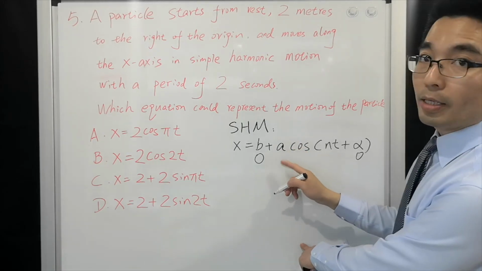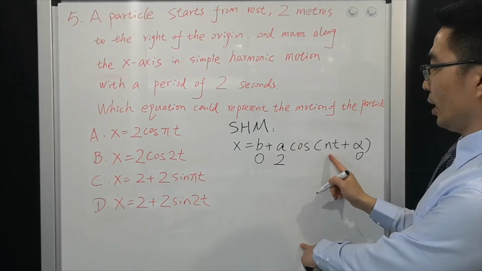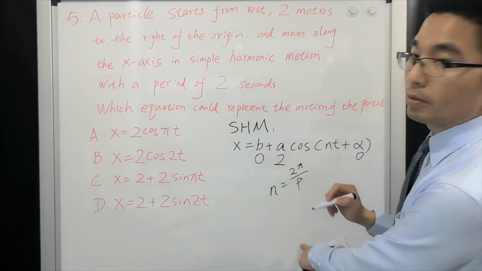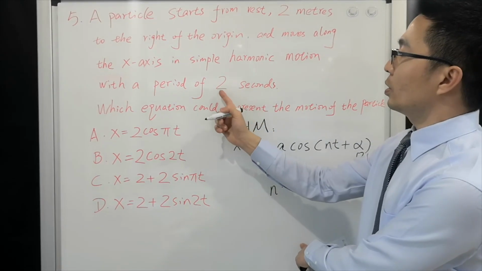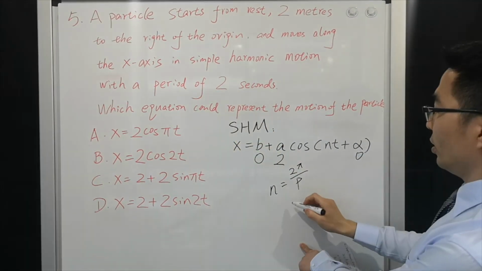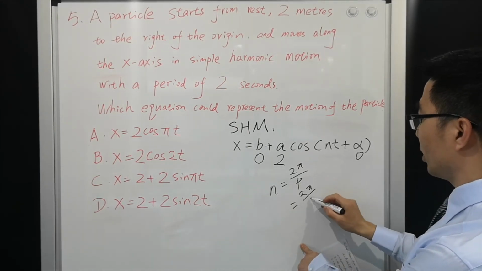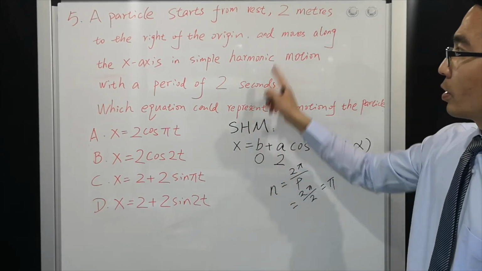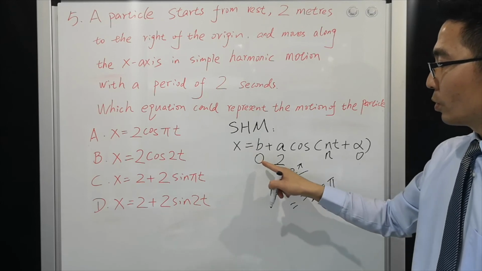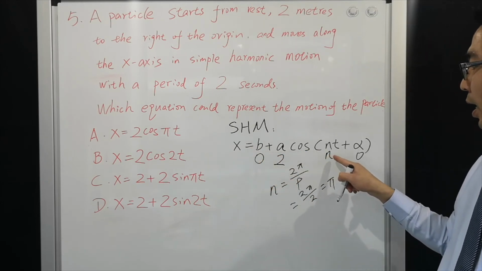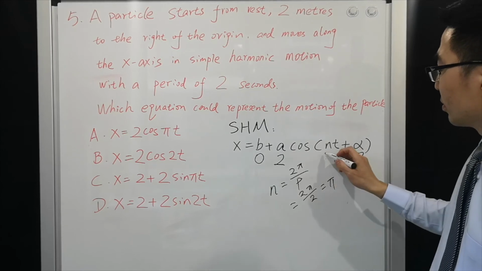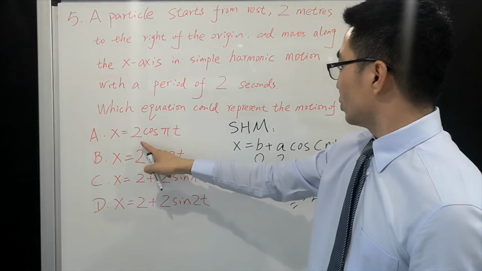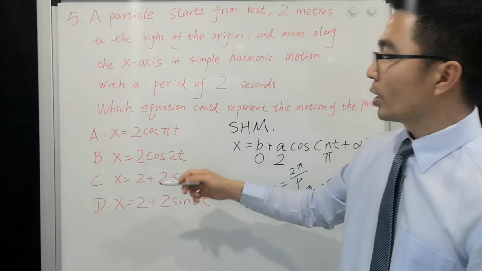So for a we have 2, and for n we have n equal to 2 pi divided by the period. The question shows the period is 2 seconds. So n equals 2 pi divided by 2, which equals pi. So for this particle, the equation is x equals 0 plus 2 cos(pi t plus 0). So we have x equal to 2 cos(pi t). So the answer is A.